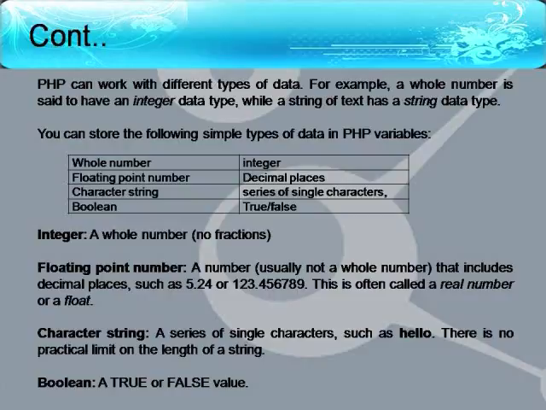Boolean. A true or false value. Boolean data types represent two possible states, true or false. Boolean values are used mainly to compare conditions for use in conditional statements. For example, PHP evaluates an expression.